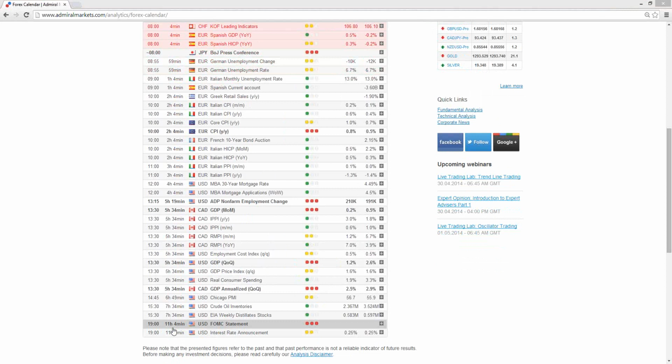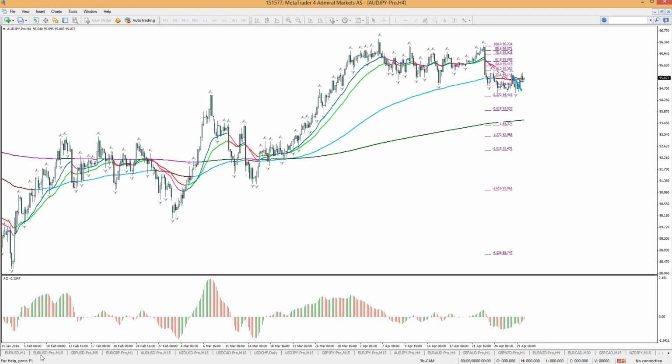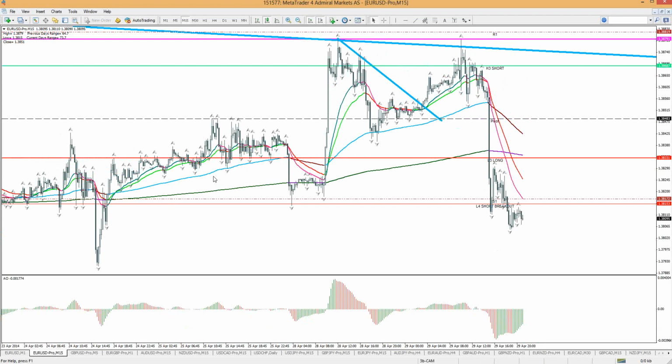Now let's head over to our charts. I'm just loading my platform here. As I said, I had to reboot my PC. Here we are. Euro-dollar 50-minute chart.